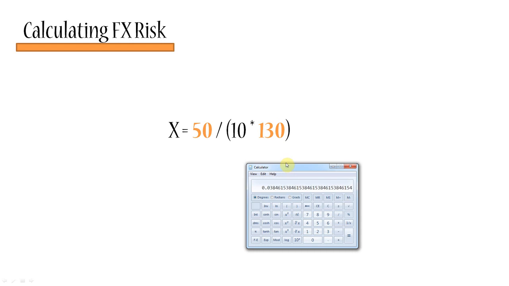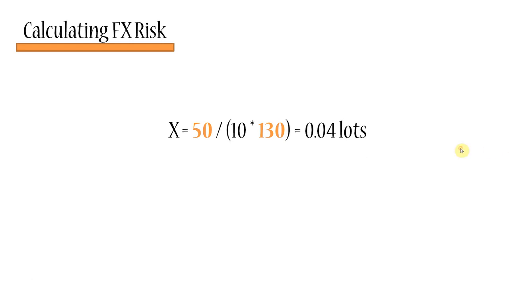0.03846. And of course, in volumes, in lots, we can only use 2 decimal points. Actually depends on your account, but on this account it's 2 decimal points. So we're going to round that up to 0.04. So I'll just type that in here. Equals 0.04 lots. Perfect. Now we can go ahead and conduct this trade.